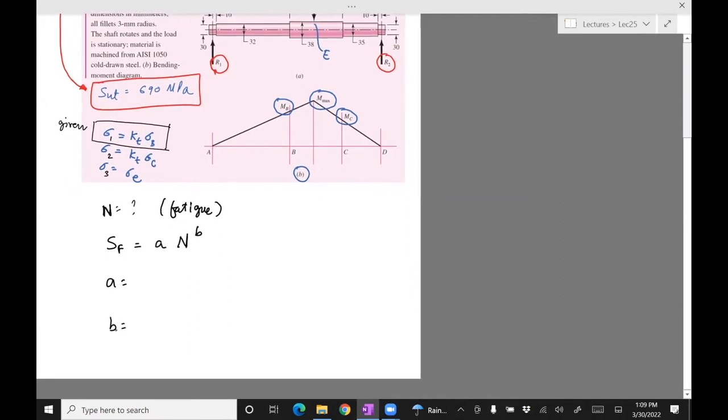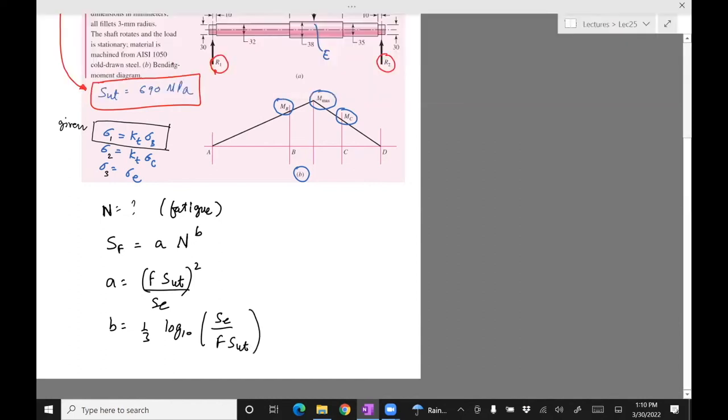Let me just pull those up. The formula for A is (f SUT) squared divided by SE. B is a third log to the base 10 of f SUT over SE.